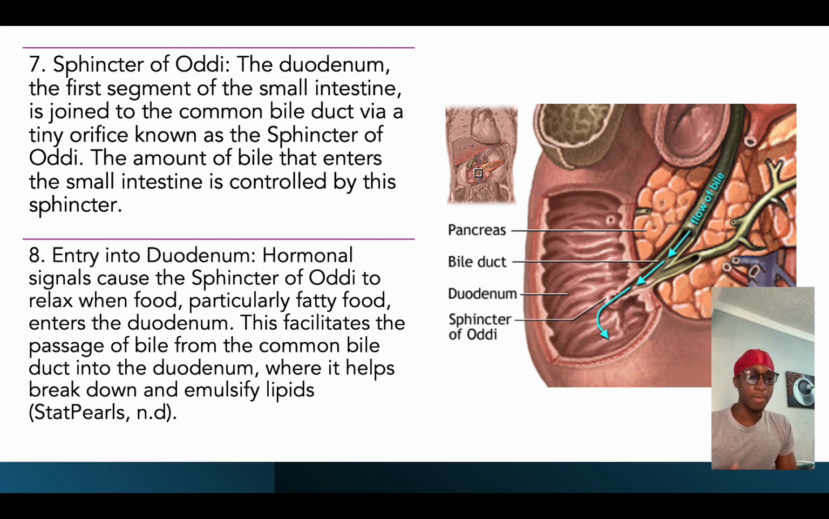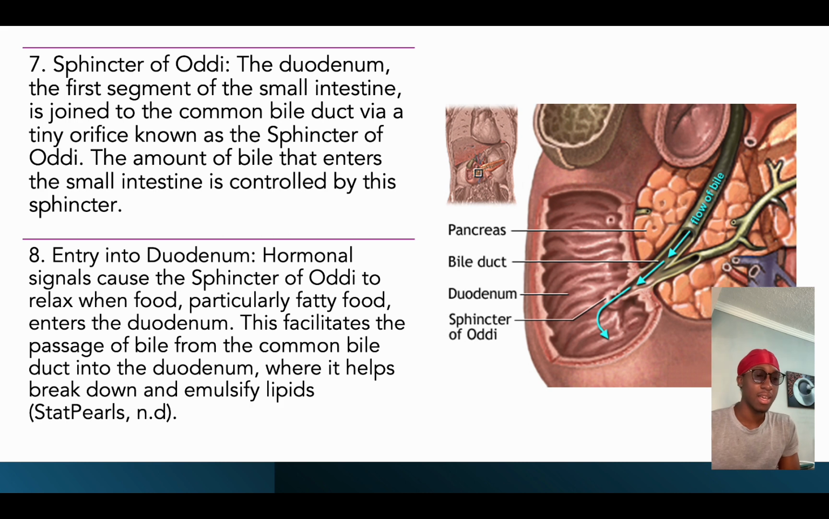Step 7. The sphincter of Oddi. The duodenum, the first segment of the small intestine, is joined to the common bile duct via a tiny orifice known as the sphincter of Oddi. The amount of bile that enters the small intestine is controlled by this sphincter.